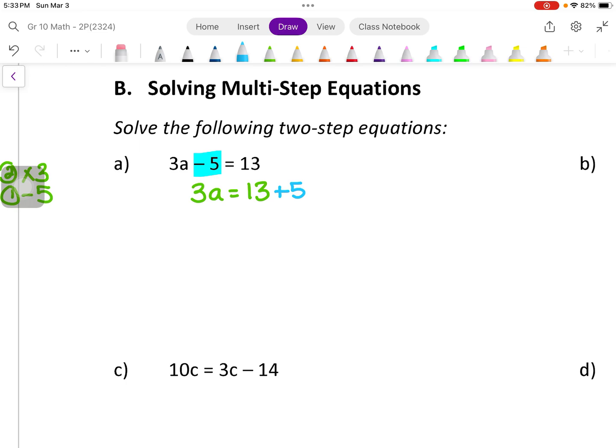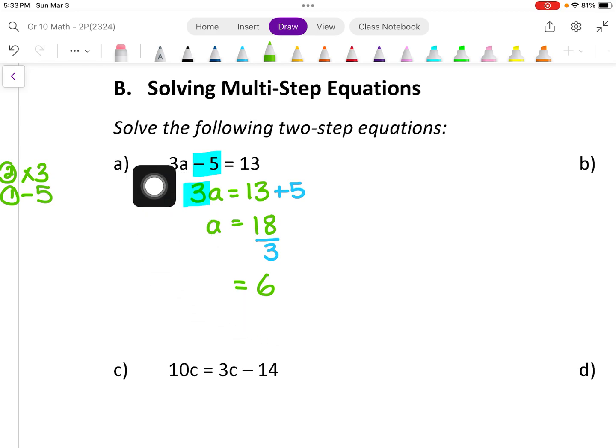Now I want to move the 3. So I'm going to undo a multiplication of 3. When I do that, what I'm left with is a. I'm going to simplify here. 13 plus 5 is equal to 18. That's what was already on that side. And now I need to do the opposite of multiplying by 3, and the opposite of multiplying by 3 is to divide by 3. I'm just going to evaluate that. 18 divided by 3 is equal to 6. So undoing first subtraction, then the multiplication, a is equal to 6.